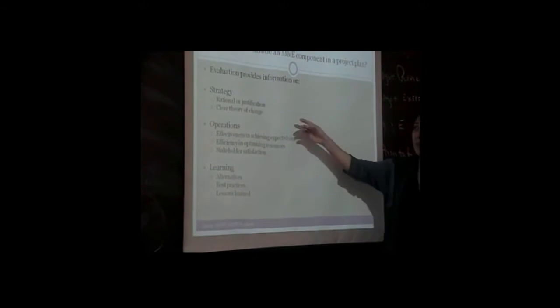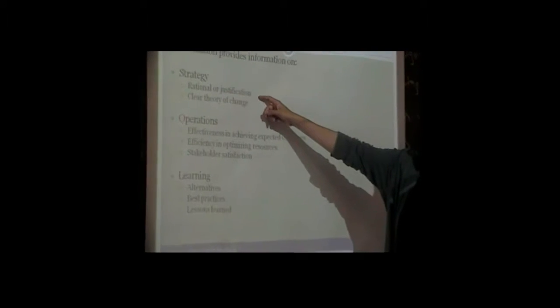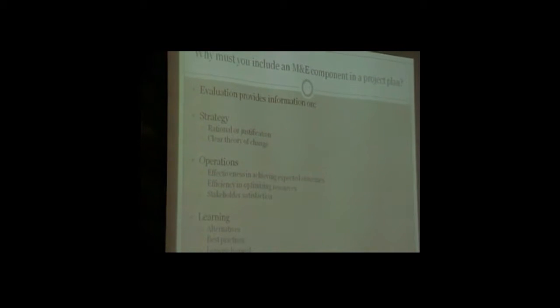And this is kind of built on that. These are the 2 different things. You'll hear this a lot. Evaluation provides information about rationale or justification and a clear theory of change. So you're like, well, we know that if we build latrines, the water situation will improve because we'll have all of our waste contained. Or we know if we build a water system, people will drink clean water, but you don't actually know that. You don't actually know that is true.